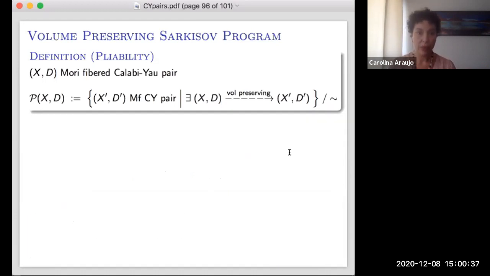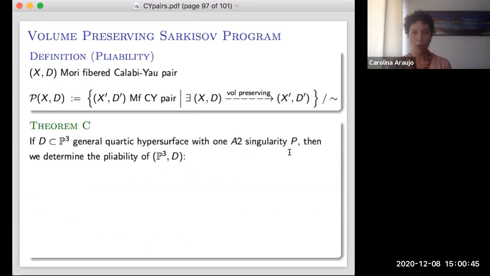And I would like to end by stating our Theorem C. We also considered a more degenerate case. In Theorem C, we consider a general quartic hypersurface now having one A2 singularity at the point P. So we make the hypersurface more singular. And we were very surprised to see how much more complicated and involved the birational geometry of the pair becomes. What we have done in this case was to determine the pliability of this pair. Again, just like in the case of one A1 singularity, we have these two elements, P3 and D itself, and this P1 bundle over P2 obtained by the blow up of the point.